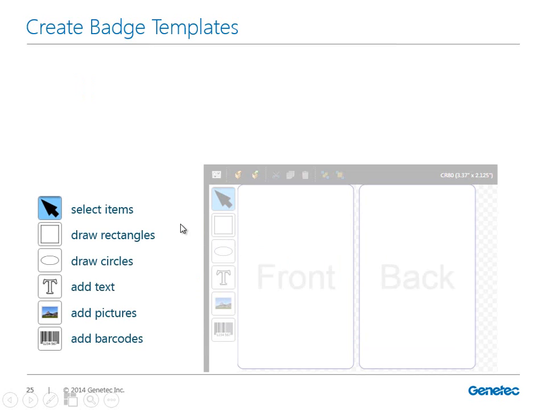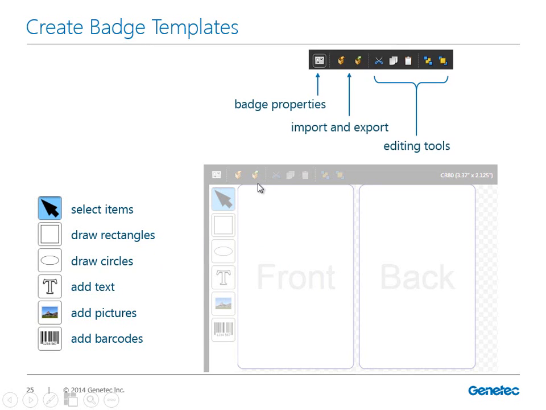So the main toolbar is on the left, and that allows you to select items, draw rectangles, draw circles, add text, add pictures, and add barcodes as well. Now above the editing window, you'll have tools for configuring the badge properties, such as the size and if it is in portrait or landscape orientation. We have tools to import or export the badge design, and we have editing tools for the object that you do have selected at the moment.